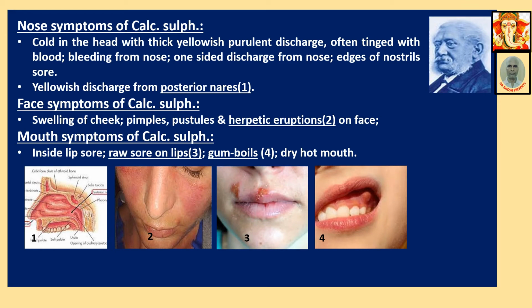Cold in the head with thick yellow purulent discharge, often tinged with blood. Bleeding from nose, one-sided discharge from nose, edge of the nostril sore. Discharge from posterior nares. What is posterior nares? You see, this is the nose.